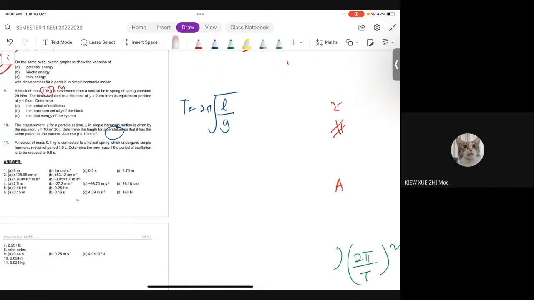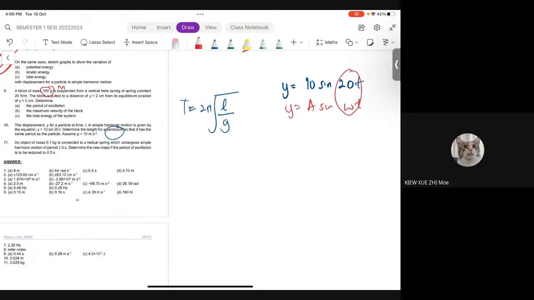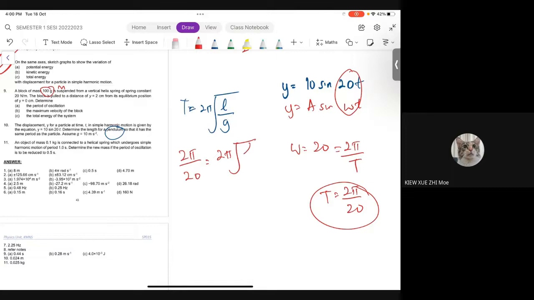Okay, bila dia give you any equation, so write balik and then bawah tu letak general equation. 10 sin 20t. So bawah ni y equals to a sin omega t. So this is your omega lah. So omega you adalah 20 sama dengan 2 pi over T. So tu adalah 2 pi divided by 20. So saya samakan lah ni. So 2 pi divided by 20 equals to 2 pi square root length over 10.